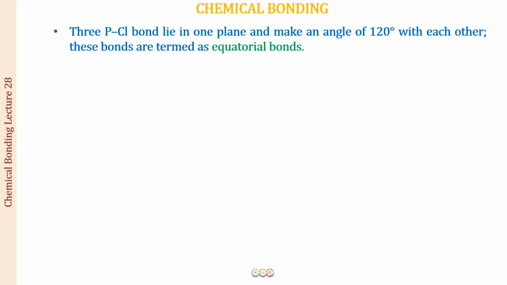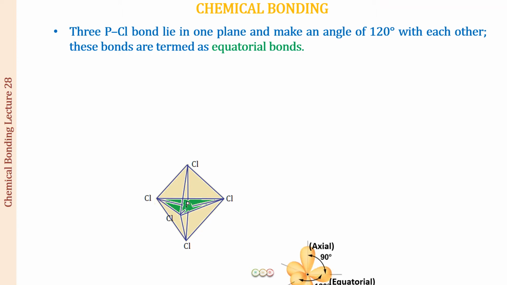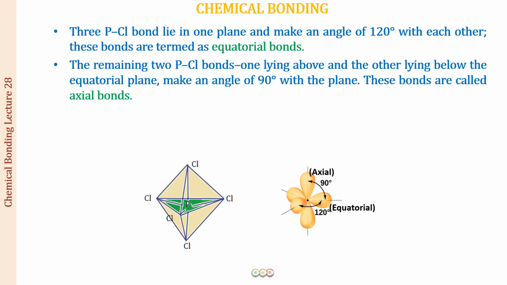The three P-Cl bonds will lie in one plane at an angle of 120 degrees, because this was the position of the three hybrid orbitals of the phosphorus atom. Phosphorus had one sp3d orbital here, one here and one here, and on overlapping we have the P-Cl bond. So these three bonds will be on the equatorial plane at an angle of 120 degrees, and they are called the equatorial bonds. Then the remaining two P-Cl bonds, one lying above the plane and one lying below the plane, make an angle of 90 degrees, and these are called the axial bonds.